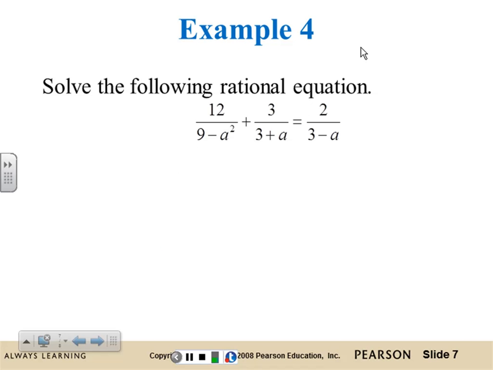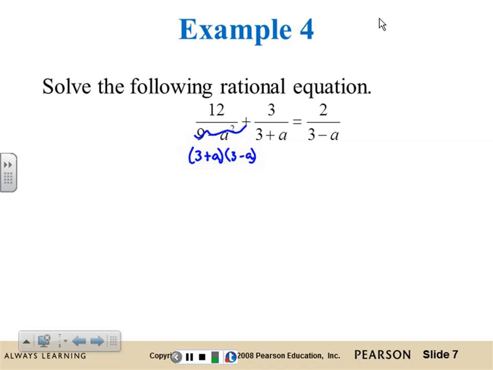Alright, let's try this one. I have an equation. It has fractions in it, so I need to find the least common denominator. This will factor. That's the difference of two squares. So I need to get it in its prime. So we're going to have 3 plus a times 3 minus a. Okay, so that one's gone.